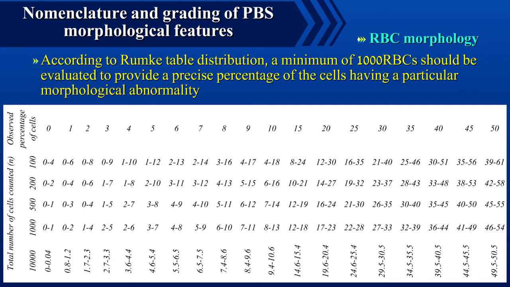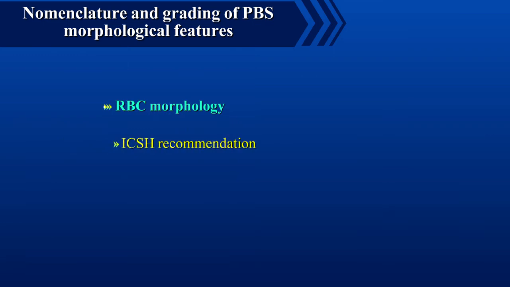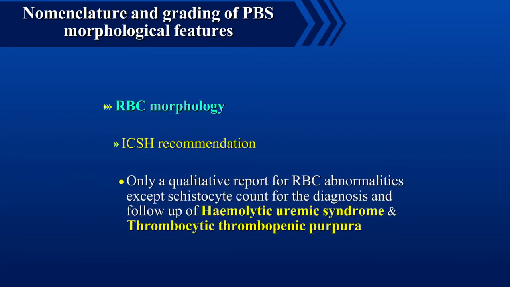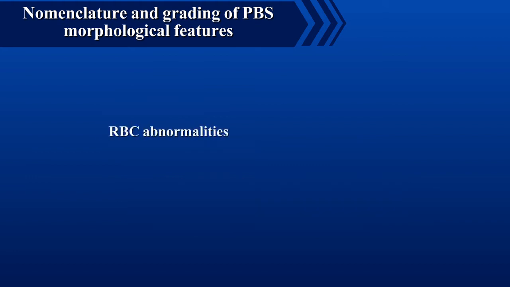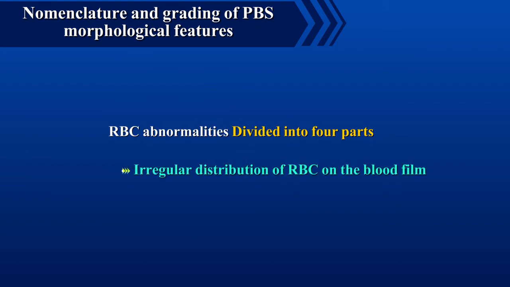As a general recommendation, the ICSH group recommends providing only a qualitative report for those presenting with RBC abnormalities. However, a cystocyte count may be of clinical value for the diagnosis and follow-up of hemolytic uremic syndrome and thrombotic thrombocytopenic purpura. RBC abnormalities can be divided into 4 parts. First, irregular distribution of red blood cells on the blood film.